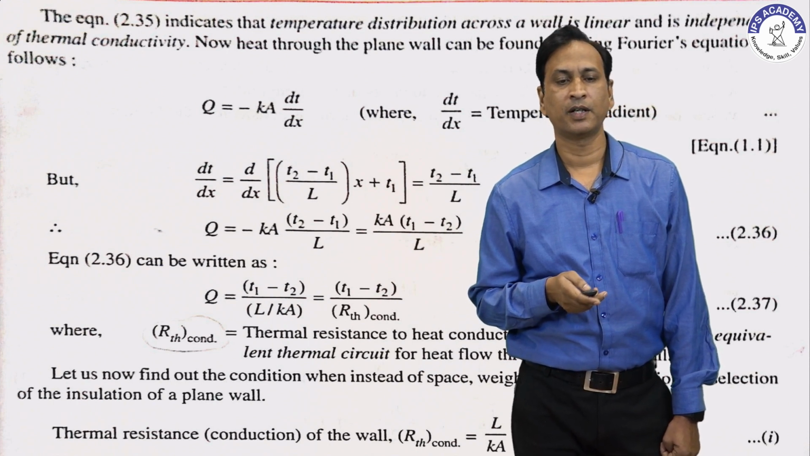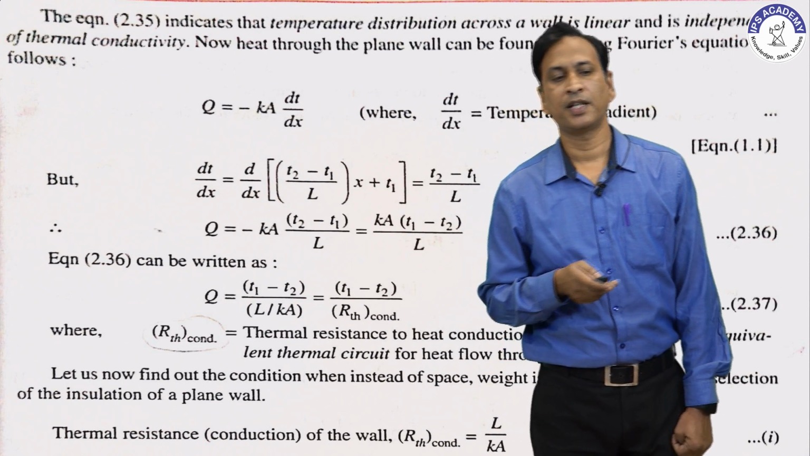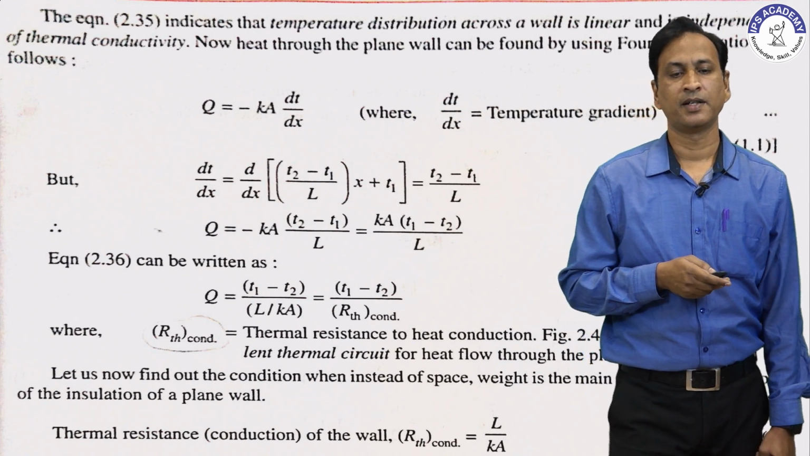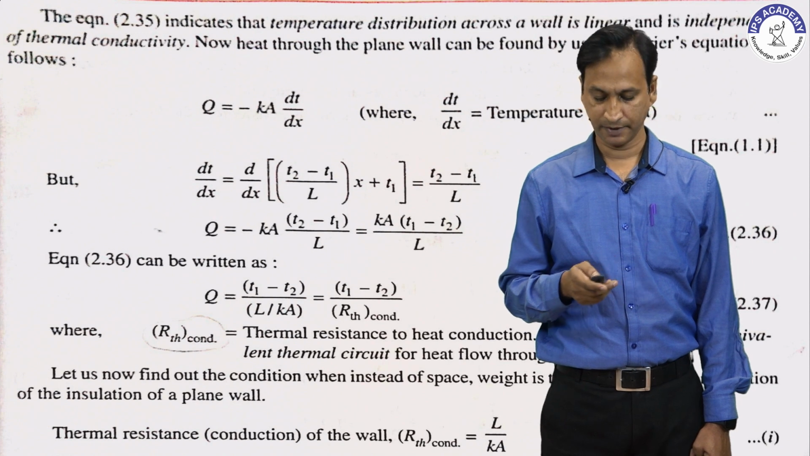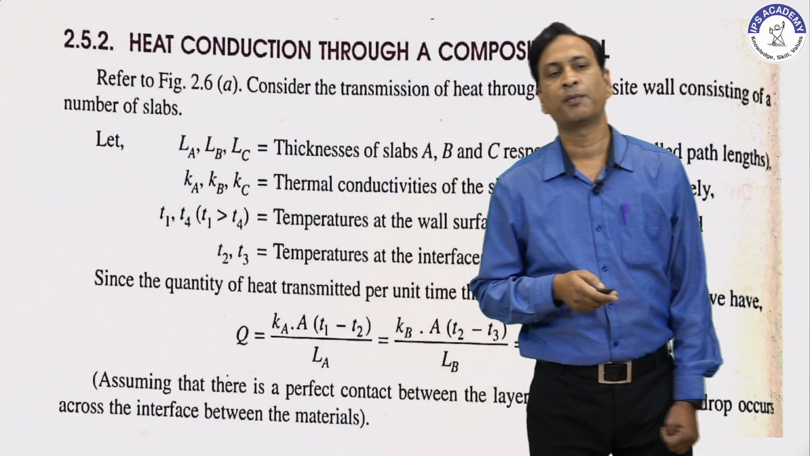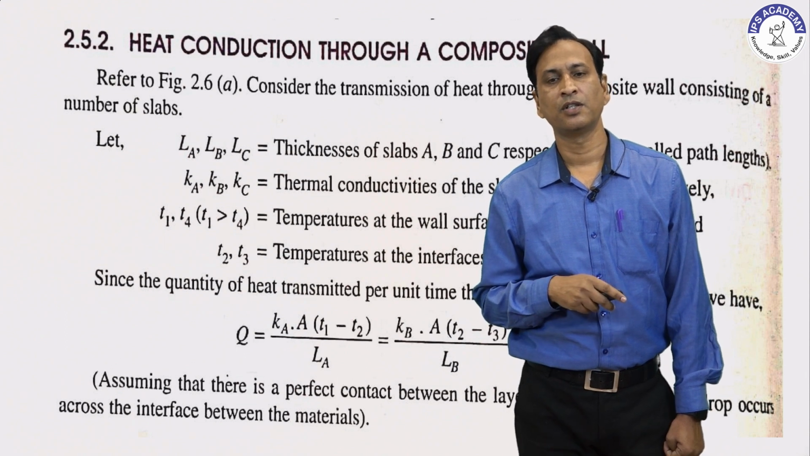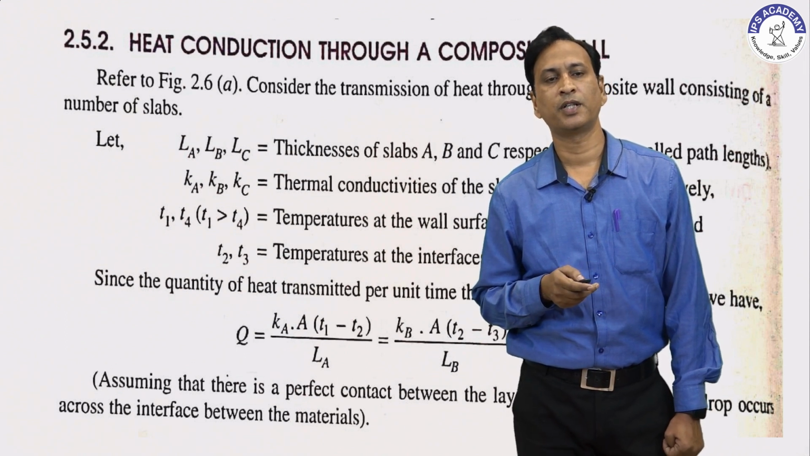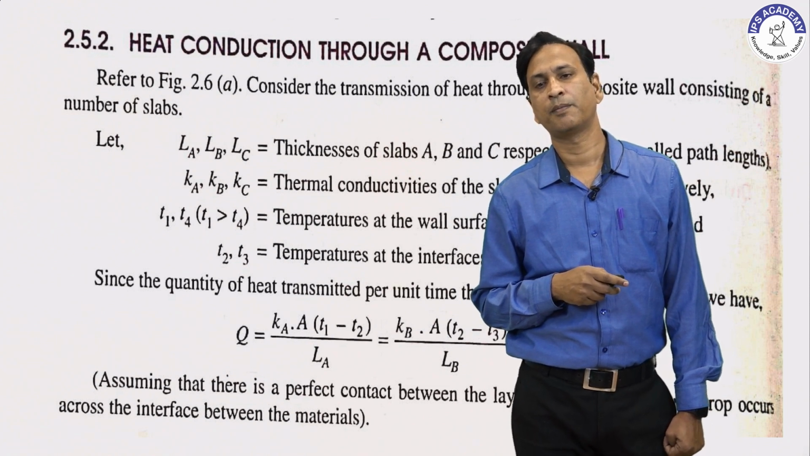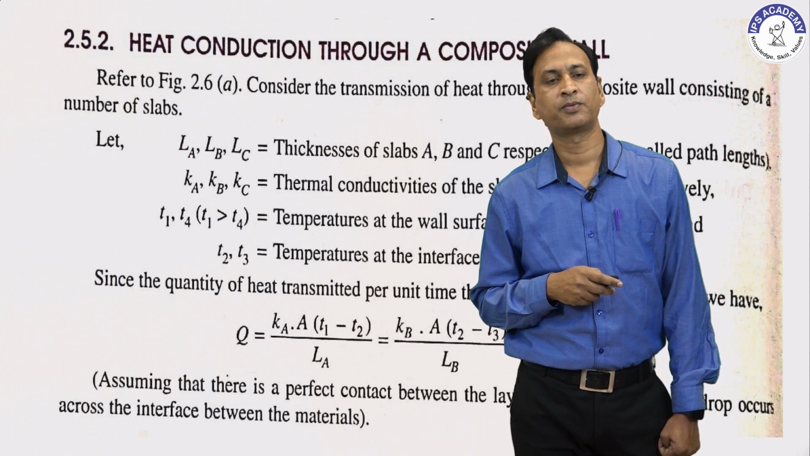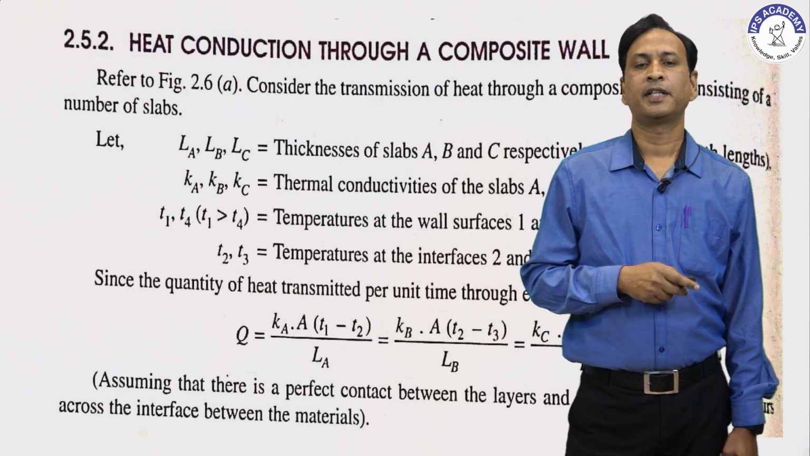Let us now find the condition, meaning the criteria for selection of the insulation of the plane wall. Thus the thermal resistance of conduction of the wall R_TH is equal to L upon K A. Heat conduction through a composite wall. Before discussing the heat conduction of a plane wall, here is heat conduction through a composite wall. Refer to figure 2.6a. Consider transmission of heat through a composite wall consisting of a number of slabs. Let LA, LB and LC be the thicknesses of the slabs.